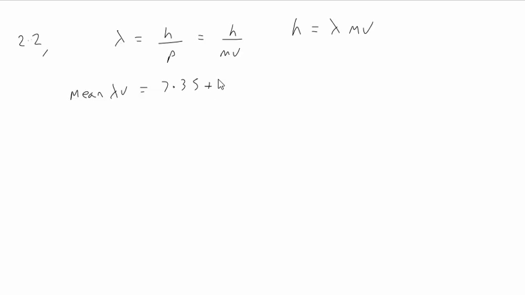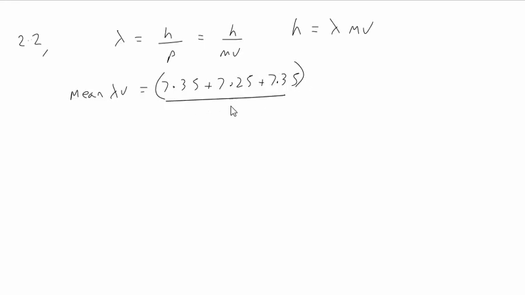In 2.2, we're to calculate a value for the Planck constant suggested by the data. Well, the de Broglie wavelength is given by the Planck constant over the momentum, and that is the Planck constant over mv. So basically we can say that the Planck constant is equal to the wavelength times the mass times the speed.